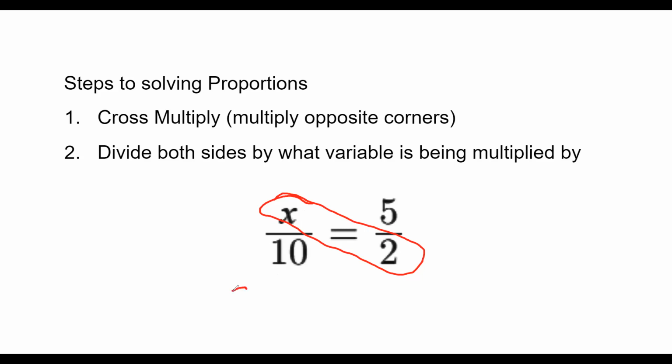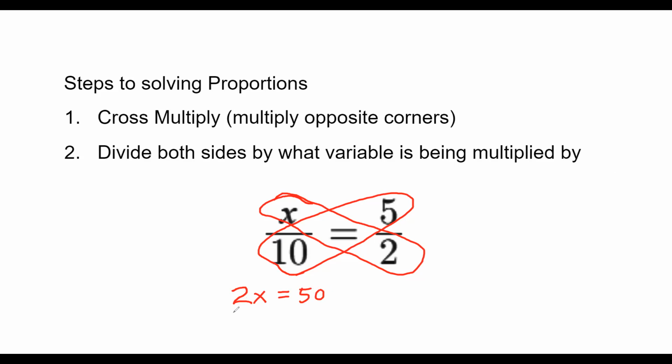We're trying to find out what x is. So we multiply x and 2, and we get 2x. We're going to use an equal sign then, and then we multiply the other corners. And in this case, when it's just the numbers being multiplied together, you might as well do that with your calculator and find out what that number is. 10 times 5 is 50. So that completes step 1.